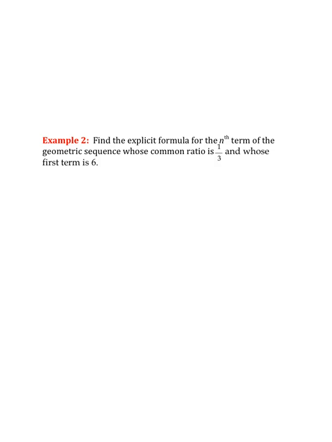Okay. So find the explicit formula for the nth term of the geometric sequence whose common ratio is 1/3 and whose first term is 6. So a sub n is equal to my first term times my common ratio raised to the n minus 1 power. So that would be my formula.